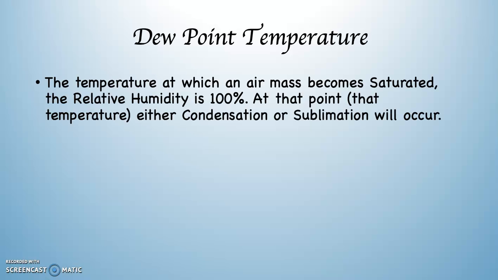what's known as the dew point temperature. The dew point temperature is the temperature at which an air mass becomes saturated. In other words, the relative humidity is 100%. So the proverbial atmospheric glass is full. And at that point, water's going to come out. And that means, in the case of the atmosphere, either condensation, which means that the water's going to go from a gas to a liquid, or sublimation, also known as deposition, which means that the water's going to go from a gas to a solid.